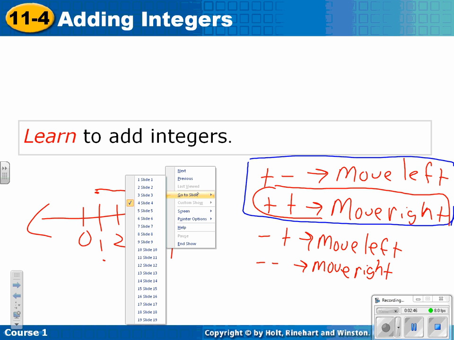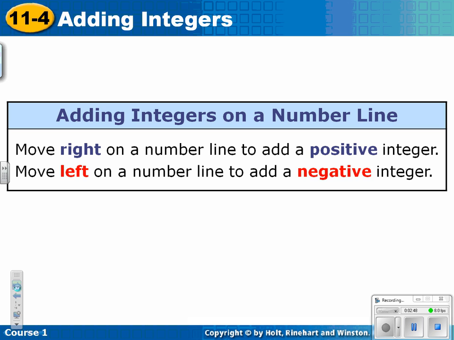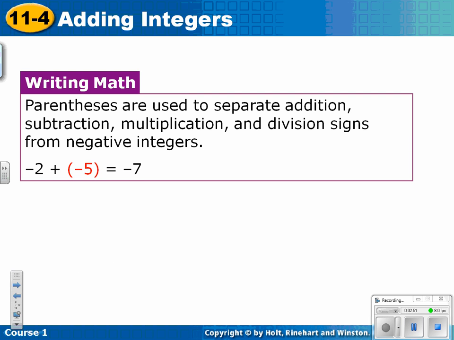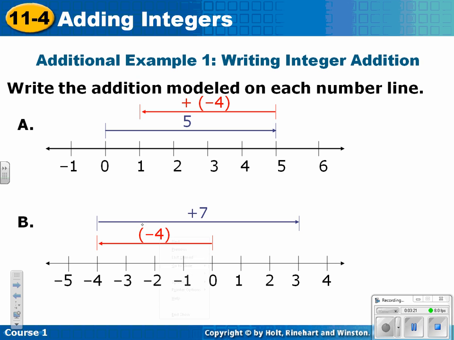So we talked about this. Sometimes we put parentheses around numbers in order to separate addition and subtraction, multiplication, and division. So you'll see problems that look like this. If you notice, in this problem, we are adding a negative number. So according to the little cheat sheet that I gave you, we'd end up moving to the left on the number line. So the first set of problems is going to be a couple of number line problems.